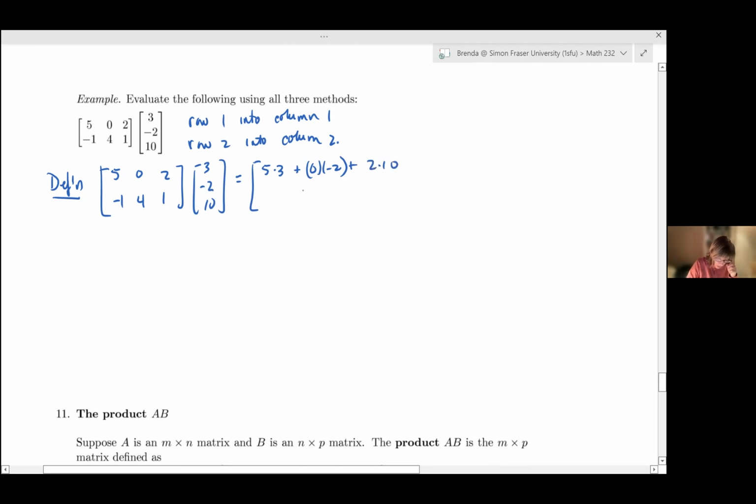And then I take row 2. Sorry, this is not into column 2. There's no column 2, into column 1. Let me do that. That is minus 1. I'm going from here, this guy into here, minus 1 times 3 plus 4 times minus 2 plus 1 times 10. I perform that arithmetic and I get this number.